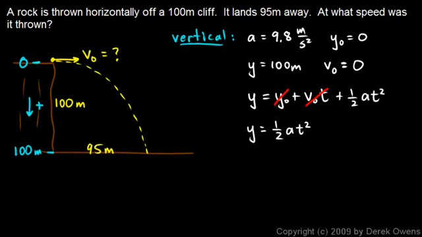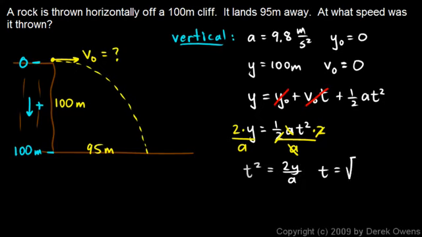What we do here is multiply both sides of the equation by 2, and on the right, the 2's cancel. And then we divide both sides of the equation by a, and on the right, the a's cancel, and all we're left with there is a t squared, and it's equal to 2y over a. So if t squared is equal to 2y over a, then t is the square root of 2y over a.